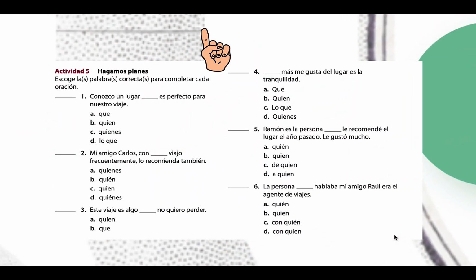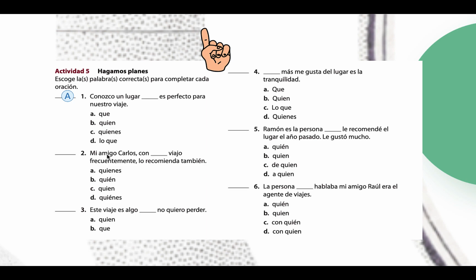Practiquemos. So remember to pause and try it yourself before seeing the answers. Conozco un lugar. Es perfecto para nuestro viaje. So, it says, I know a place that is perfect for our trip. Que es perfecto para nuestro viaje.